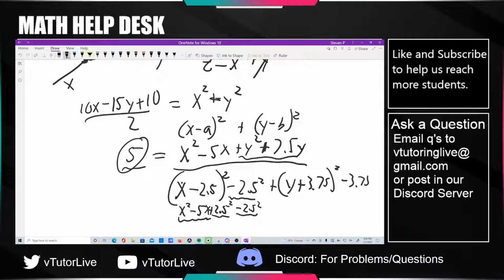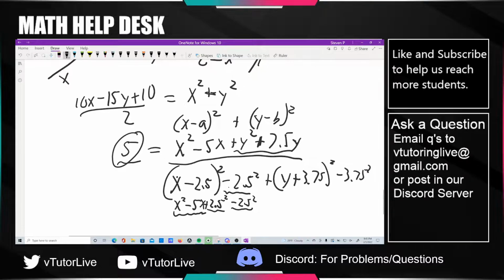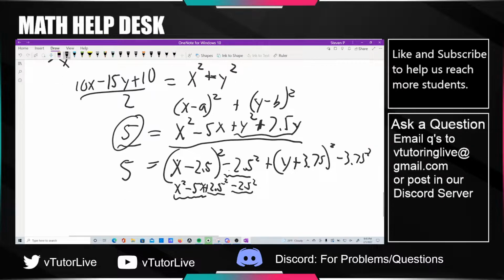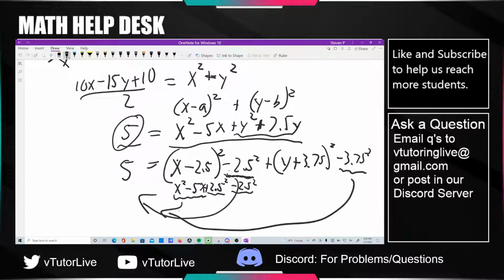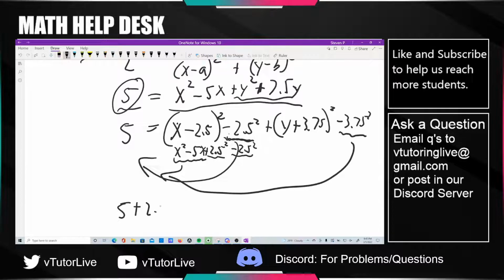Minus 3.75 squared. Okay, I've chosen awful numbers, but I think it's fine. So the idea is, at this point, you have this minus 2.5 squared and minus 3.75 squared, and you just got to add them to the other side, right? So then this turns into 5 plus 2.5 squared plus 3.75 squared is equal to x minus 2.5 squared plus y plus 3.75 squared.